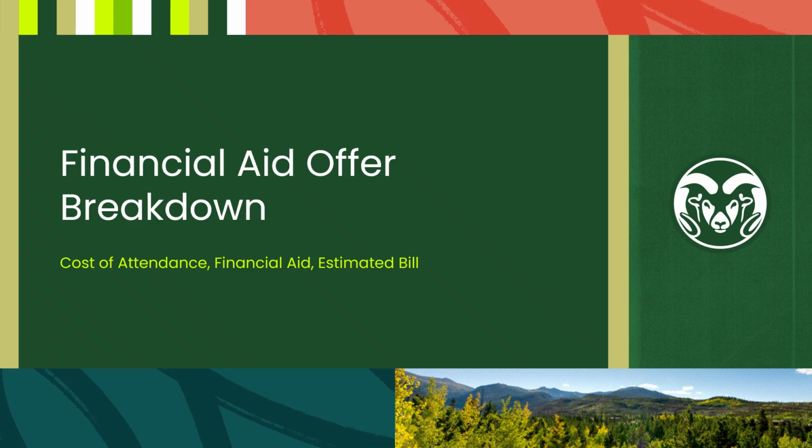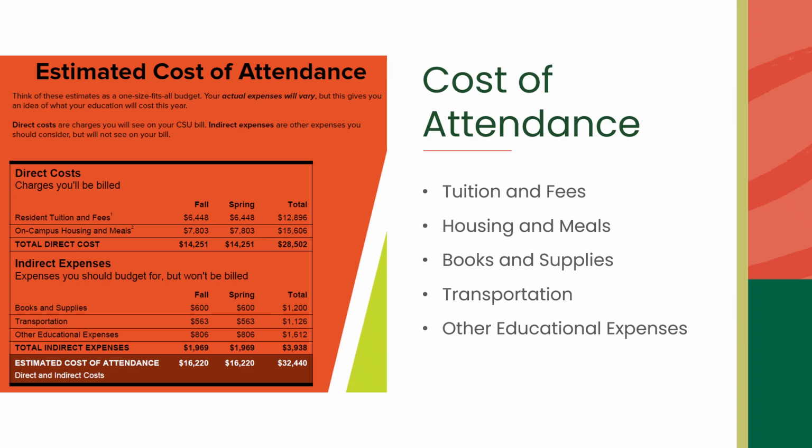Now that we understand the primary purpose of financial aid offers, let's take a look at a real example of a financial aid offer and further our understanding of the different components. First component is outlining the student's estimated cost of attendance. When we review a school's cost of attendance, we want to be aware of two types of costs, our direct costs and our indirect costs.